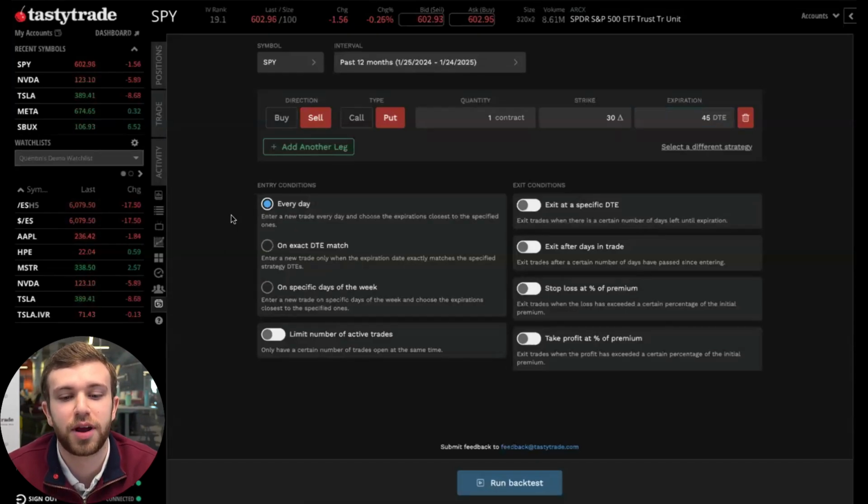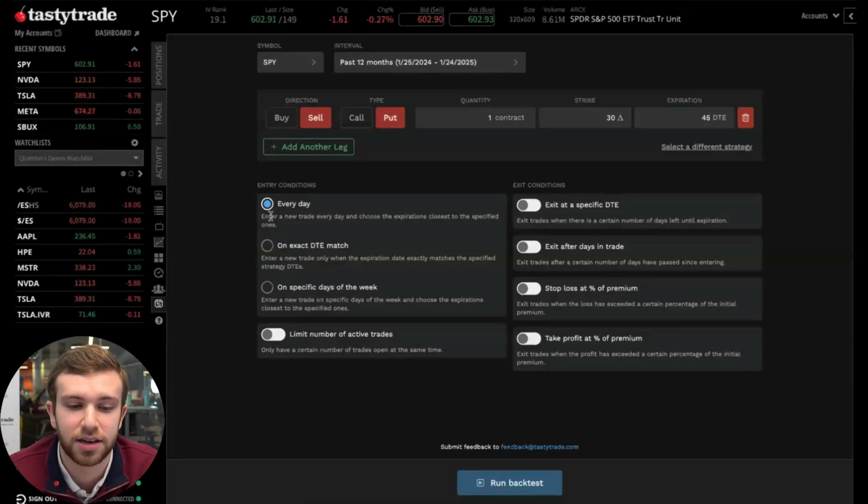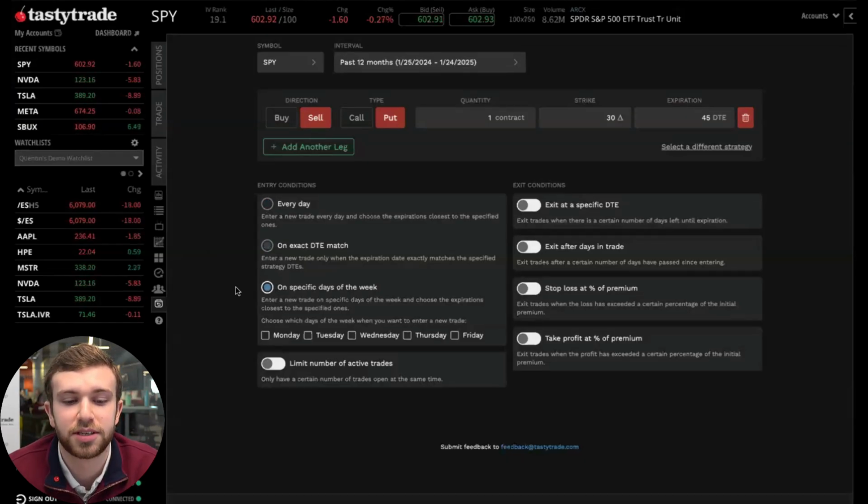If you want to enter a trade every day, just to potentially like smooth out the P&L curve, you can do that. Obviously, it will take an extensive amount of capital, but if you want to look at what the trade would look like every day, if you entered it every day, you can select that. If you only want to enter it, let's say exactly when it hits 45 DTE, then you can select on exact DTE match. And then there's also on specific days of the week. Let's say you want to be very realistic.